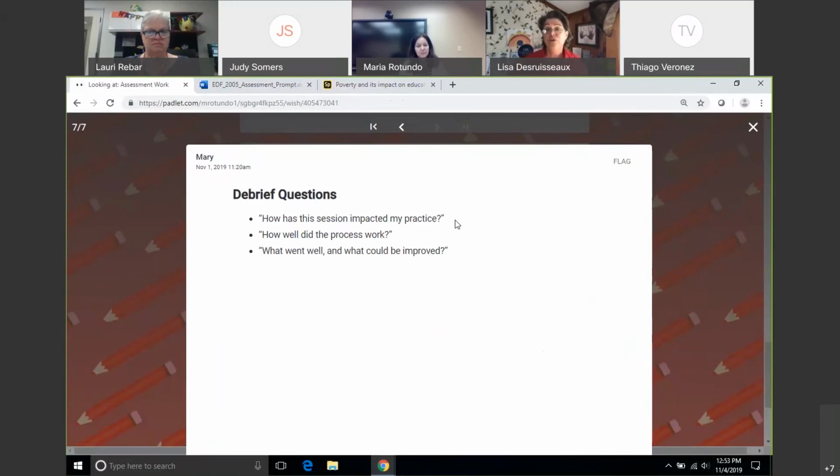How well did this process work? The process being the protocol that we use. How did you feel about the structure that we provided today, where we went from one person to the other, opening microphones and closing microphones? And then what went well overall in general, and what can be improved?